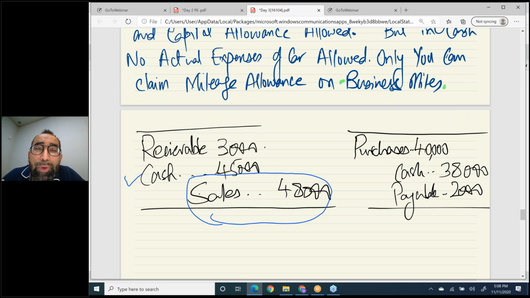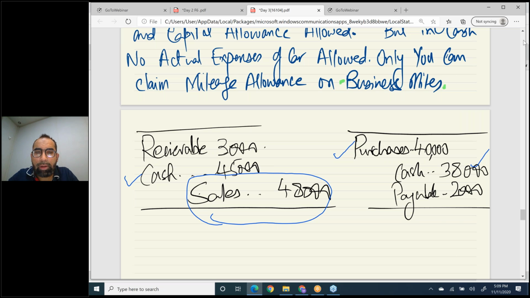In the second entry, if you are following accrual basis, then your purchases expense is 40,000. But if you are following cash basis, then what is your outflow? It's just 38,000. Okay. So my dear student, keep it in mind that if you follow cash basis, your P&L will be very simple, like receipts less payments. That's it. Receipts, cash coming and cash going, receipts less payments.